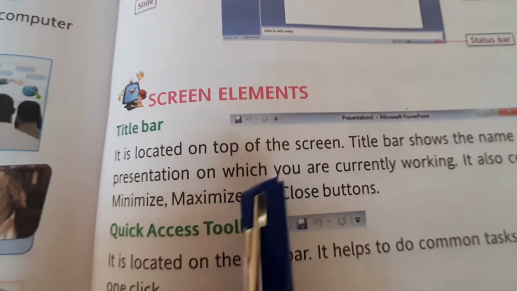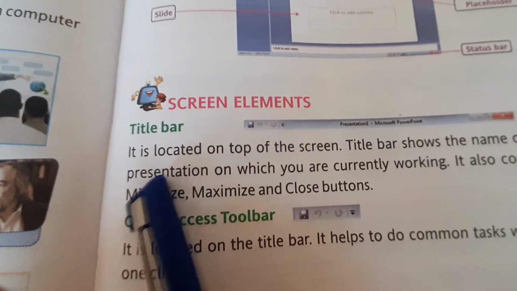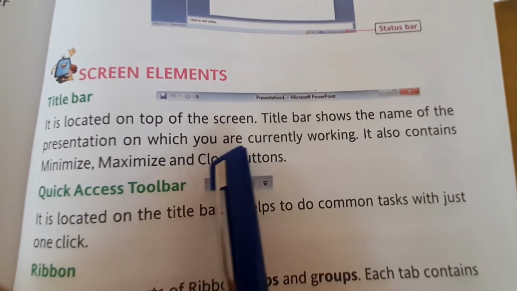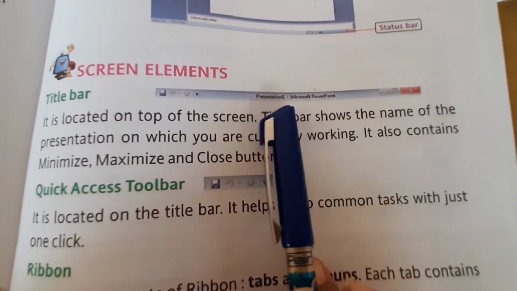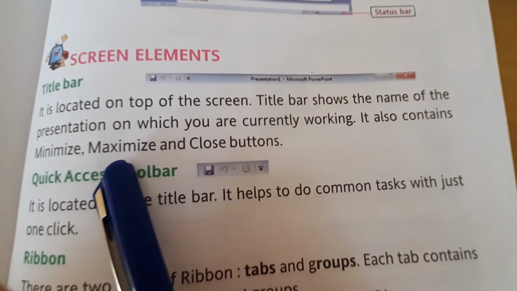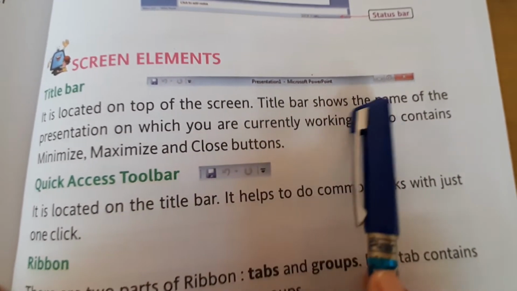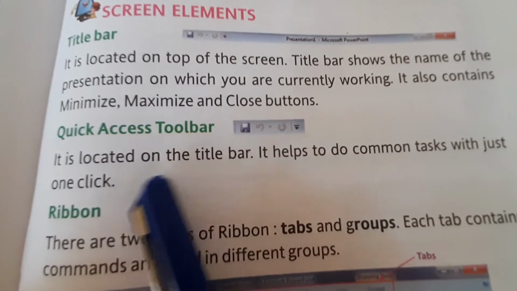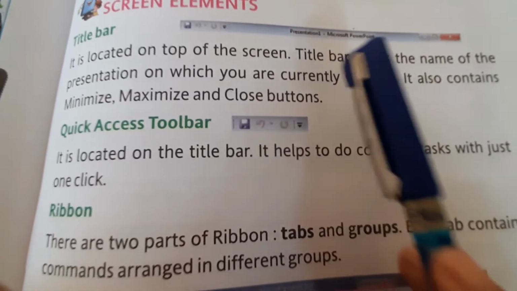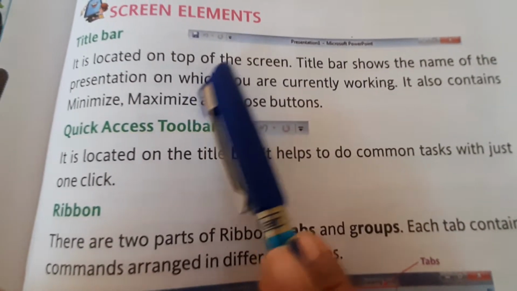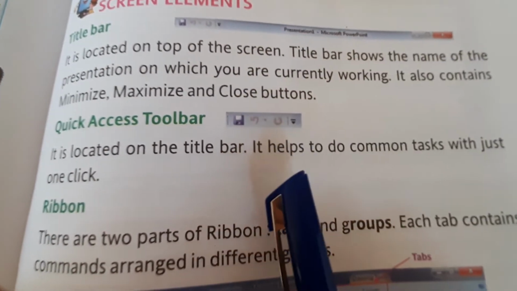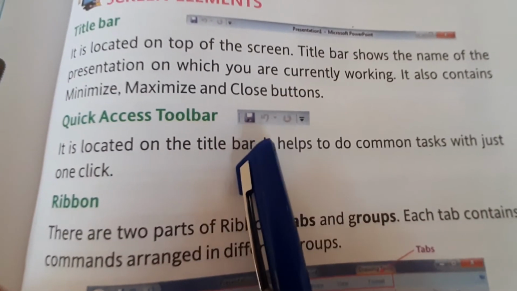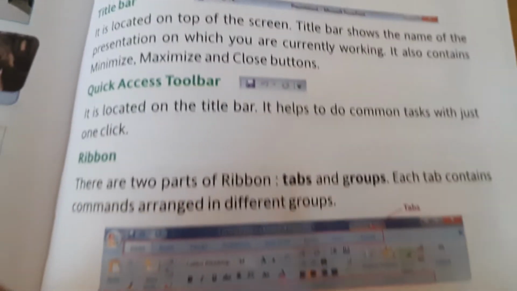Screen elements. The title bar is located on top of the screen. The title bar shows the name of the presentation on which you are currently working. It also contains the minimize, maximize and close buttons. Then the Quick Access toolbar. It is located on the title bar, towards the left side, and the buttons are towards the right side. It helps to do common tasks with just one click.